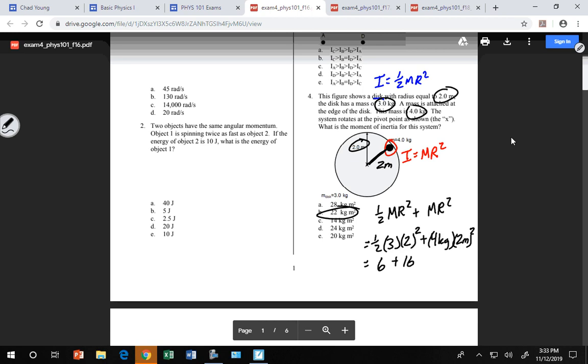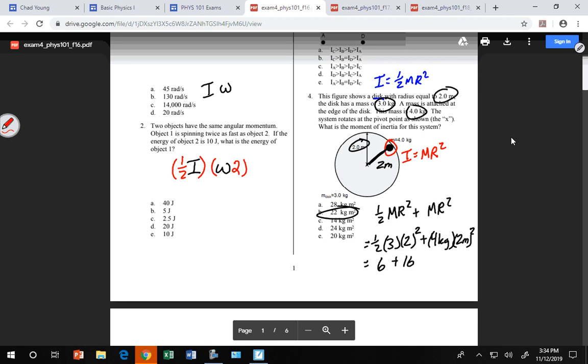Because remember, we saw this in class one time. Well, let's just look at this problem. So 2 objects have the same angular momentum. Object 1 is spinning twice as fast as object 2. So I'm going to write the equation for angular momentum. Object 1 is spinning twice as fast as object 2, so it has twice the angular speed, but it has the same angular momentum. So that means it's going to have half of the moment of inertia.